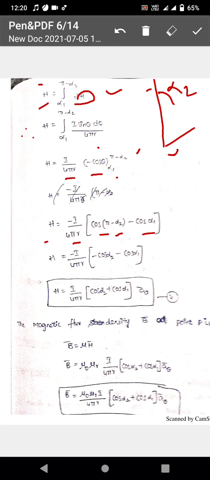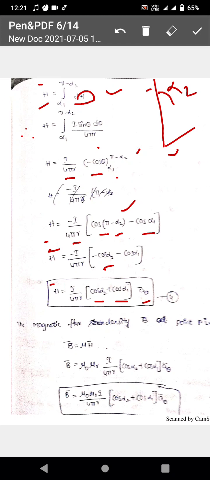Therefore H bar equals minus I by 4 pi r times minus cos of pi minus alpha 2 minus cos alpha 1. Cos of pi minus alpha 2 is minus cos alpha 2; cos of 180 minus theta is minus cos theta, that we have to remember. Therefore H bar equals I by 4 pi r times cos alpha 2 plus cos alpha 1, and the direction is the a theta direction.